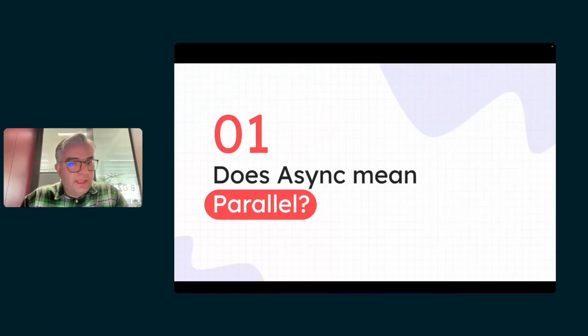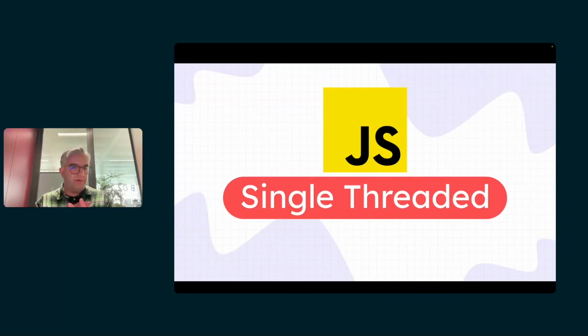First of all, does async mean parallel? Whenever we are talking about asynchronous, does it really mean parallel? Actually, it's not. Why? Because JavaScript is a single-threaded language. Whenever it comes to a single-threaded language, it means that there's only one thread going on and everything is dependent on that thread. So if we want to run any JavaScript code, everything goes into that single thread.